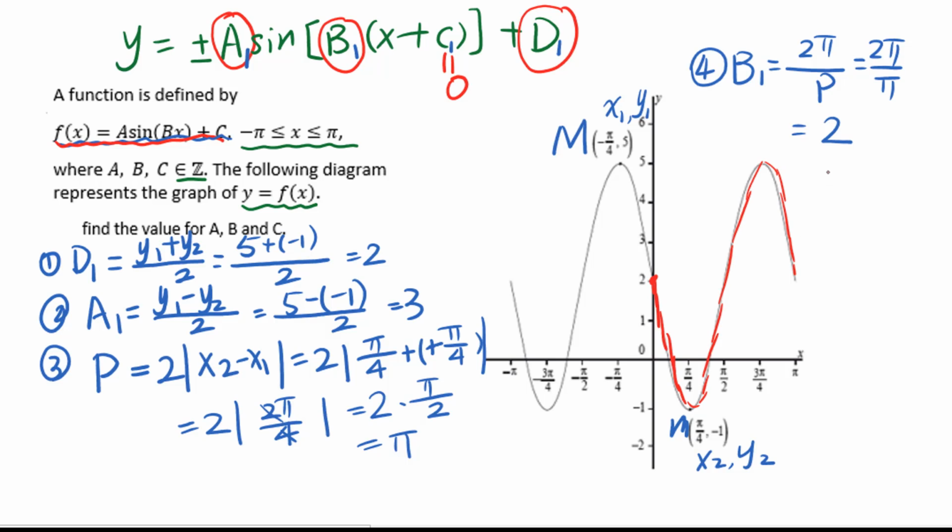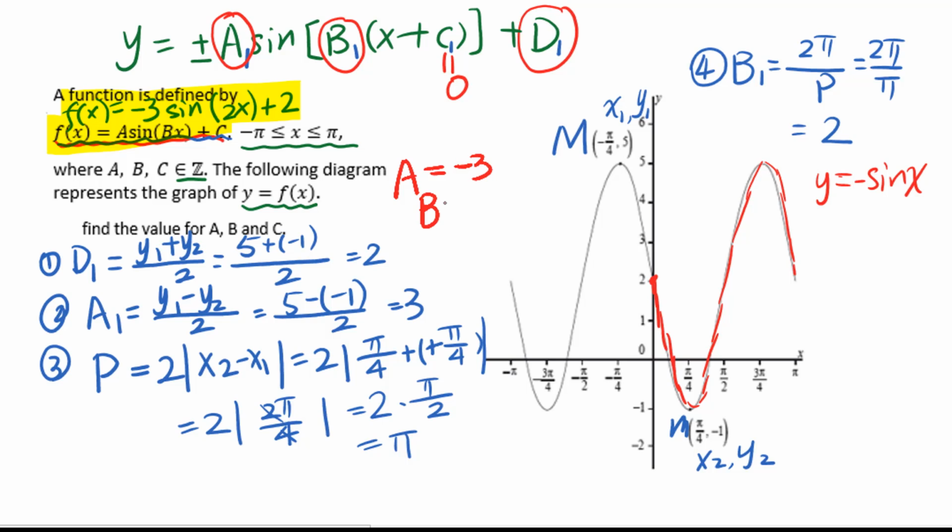We know this pattern is a y equals negative sine x pattern, which means the function will have negative a1. So we can write down the function now. That is f of x equals negative 3 sine 2x plus 2. Then we can compare this function to this pattern so that we can figure out A equals negative 3, B equals 2, C equals 2. This will be the final answer to this question.